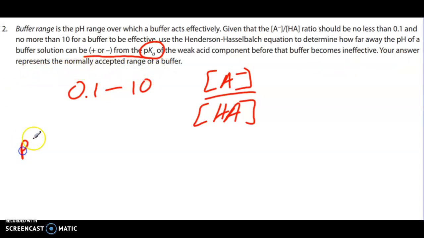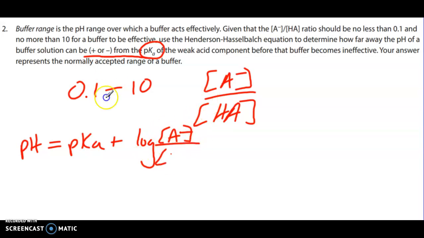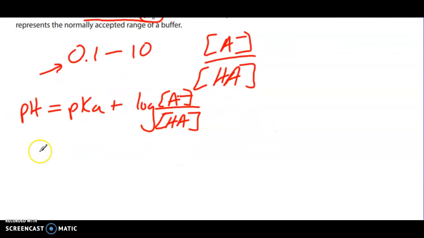Okay, so let's take a look at the original equation. pH is equal to pKa plus log of our ratio. All right, so the buffer range, let's assume that we have a certain ratio here. We want the plus or minus maximum it can be. So we're going to do this once by putting the ratio in as being 0.1 and do it again with the ratio of being 10.